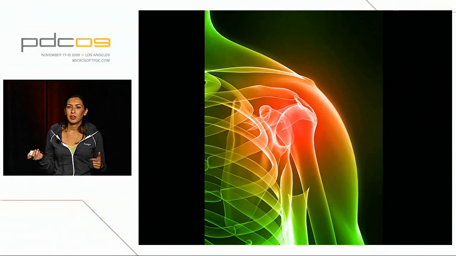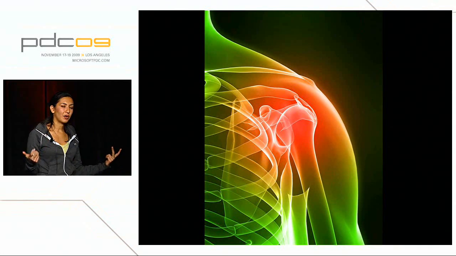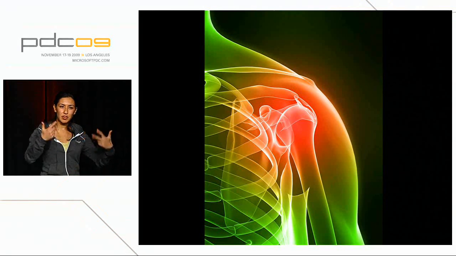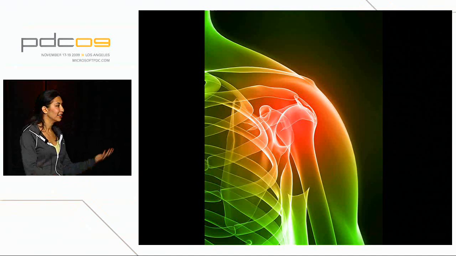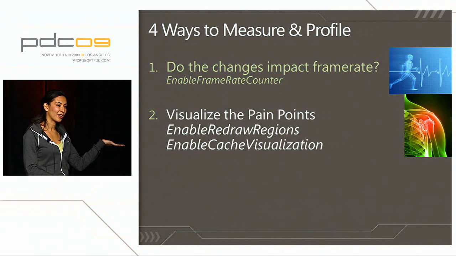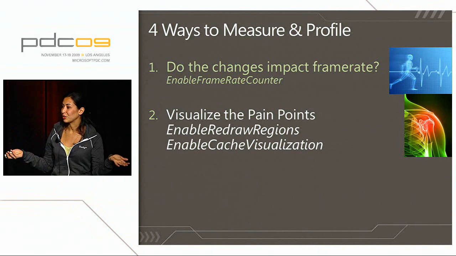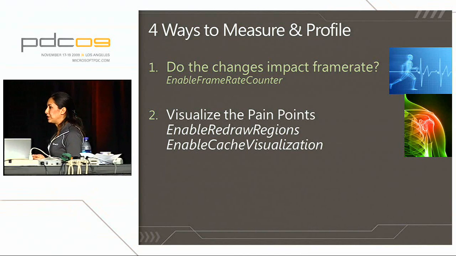Okay, so I ache. And then you have to figure out, where do you ache? You have to visualize the pain point within the human body that actually hurts. In the same way, we're going to visualize the pain point of your Silverlight application, which is actually causing all the redraws. So there are two flags.